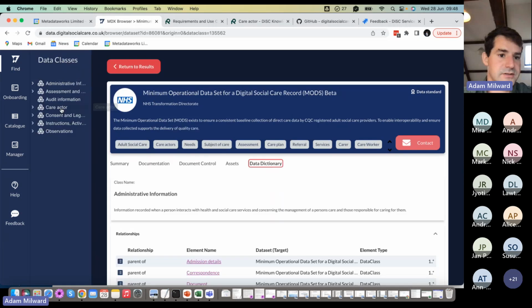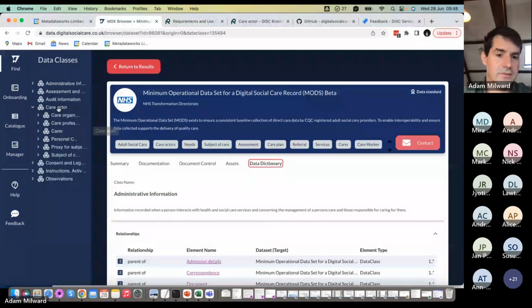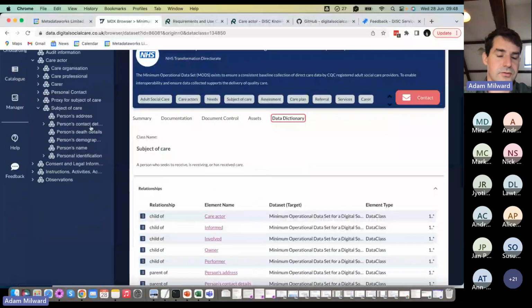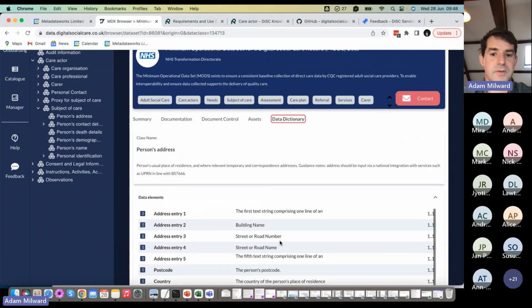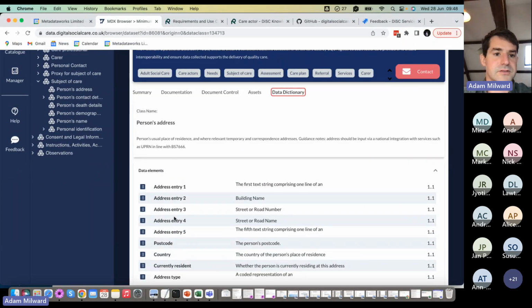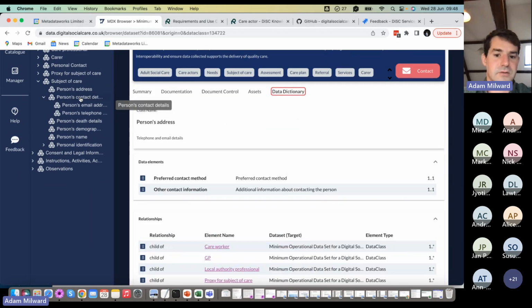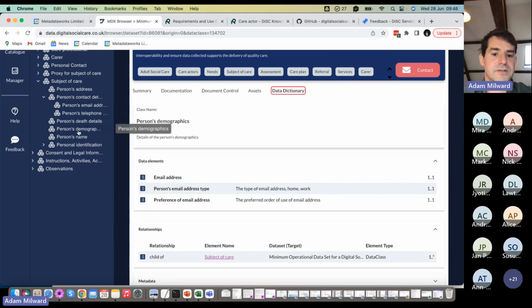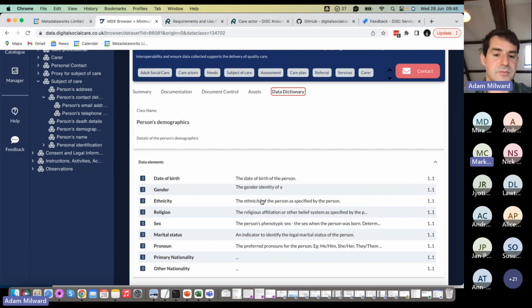So the two areas we're going through today are care actors, and you'll be able to see there's a number of different actors included here. So for the subject of care, for instance, you'll see there are a few different areas. We've got the person's address. Within that, we've got a model for the person's address and the address type. We've got person's contact details. And again, we've taken a standardized model for that. We've got things like person's demographics, date of birth, gender, ethnicity, religion, sex.